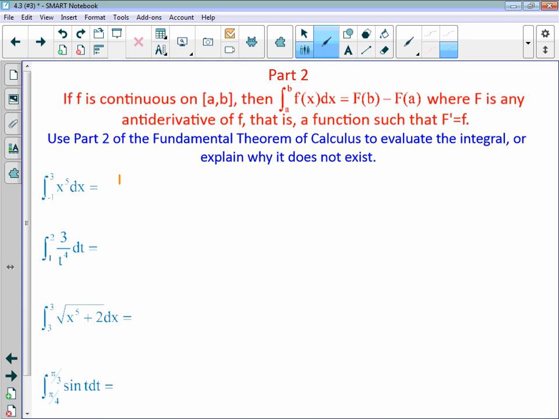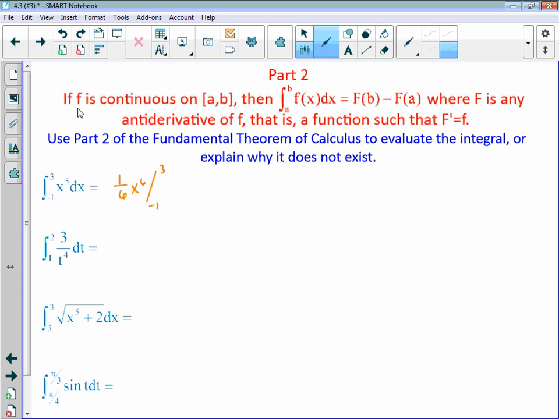1/6x to the 6th. And if you have limits, you don't put a plus c. And then you put this line back here, which is saying I'm going to evaluate it from -1 to 3. Okay, so antiderivative, and then you just put the line back here. It's saying I'm going to evaluate that from here to here.